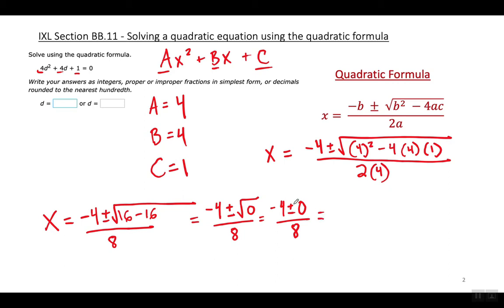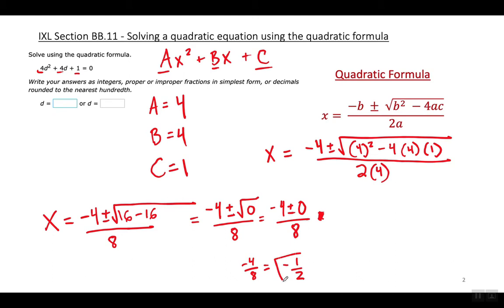Now when you get to this part, it's like two problems in one. You have to do both. You treat the problem as if it said negative 4 plus 0 divided by 8, and then do it again as if the problem were negative 4 minus 0 divided by 8. First I'm going to do the problem using the plus sign on the top, and then again using the minus sign. With the plus sign, negative 4 plus 0 is negative 4, and I have an 8 on the bottom. When you simplify negative 4 over 8, you get negative 1/2.